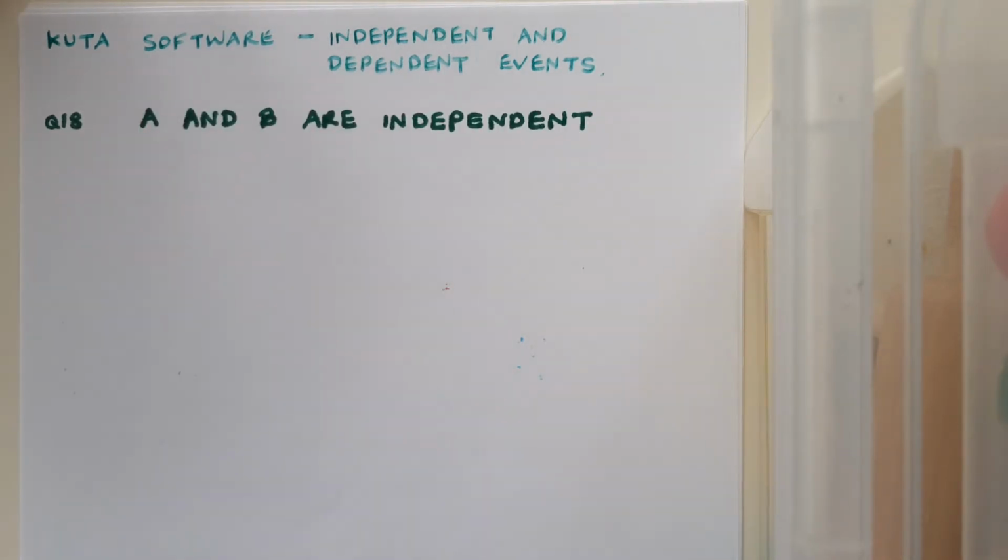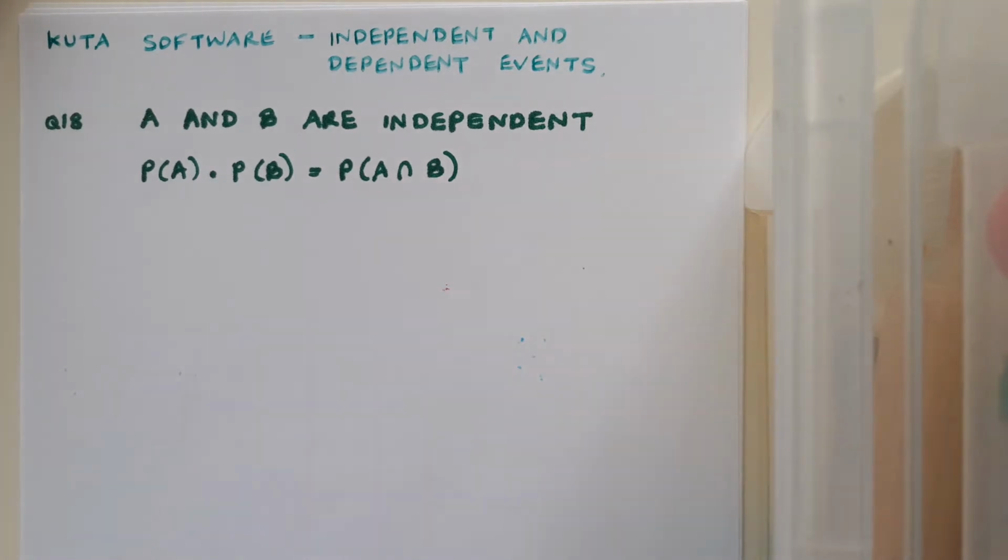It's important to note that at the start of this section of questions we were given the information that the events A and B are independent. So we can definitely work on the assumption that the probability of A times the probability of B equals the probability of A intersection B. Okay, so let's have a look at the information they're giving us in question 18.